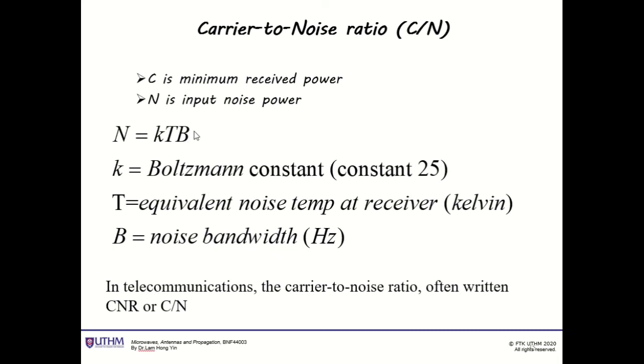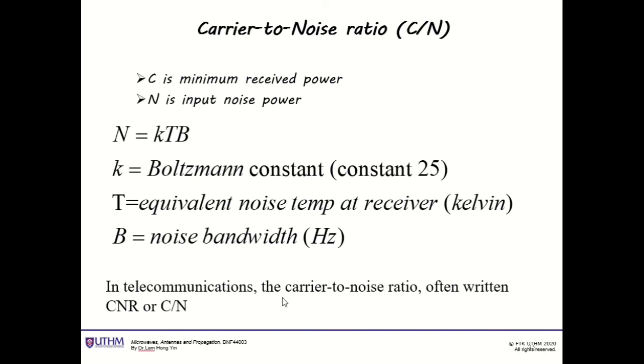So K is the Boltzmann constant. You can use the calculator, press constant and 25, it is the value for the Boltzmann constant. T is the equivalent noise temperature at the receiver in Kelvin, so you need to know the Kelvin, and B is the bandwidth, noise bandwidth in Hertz.